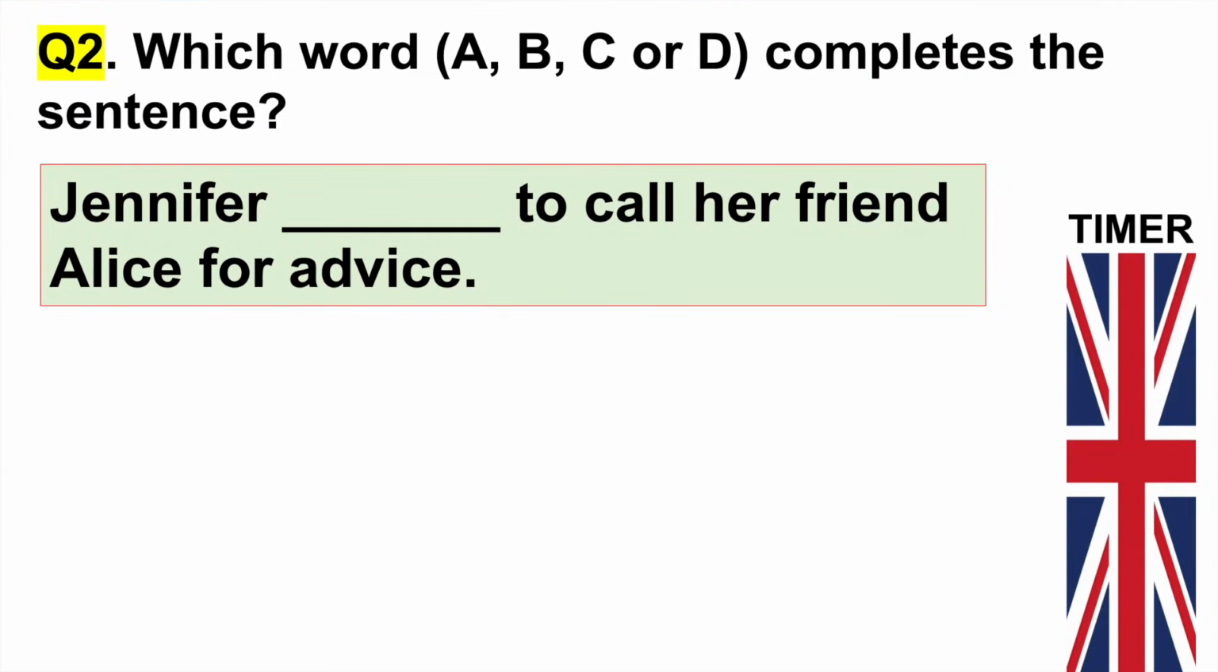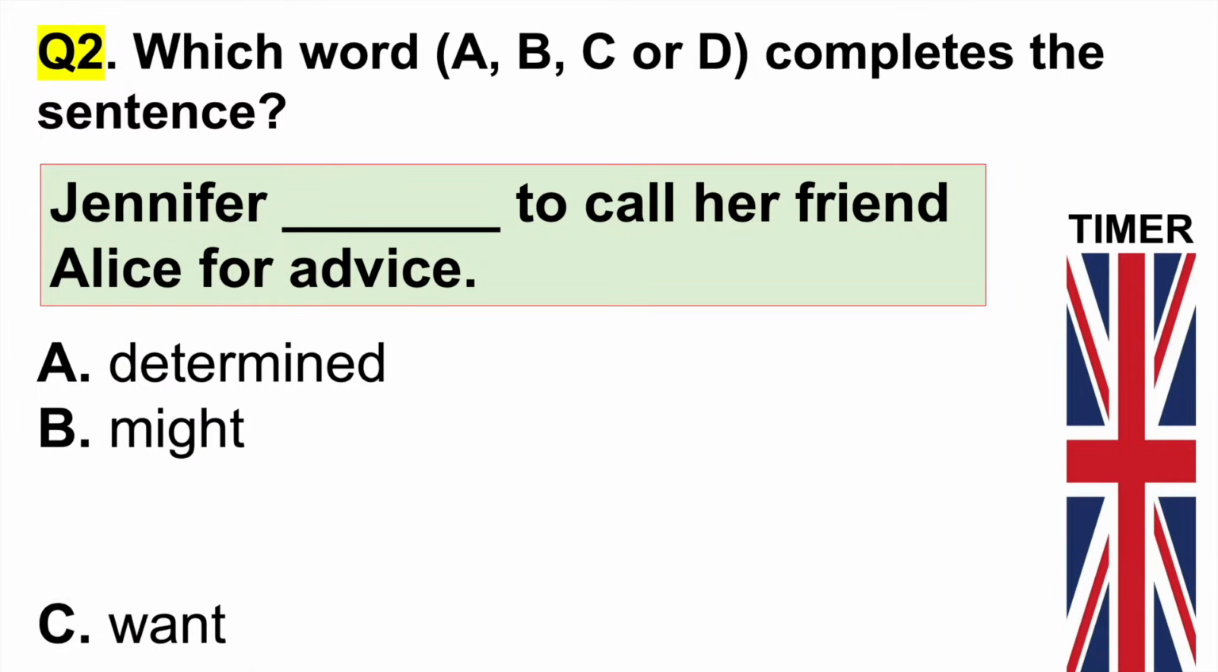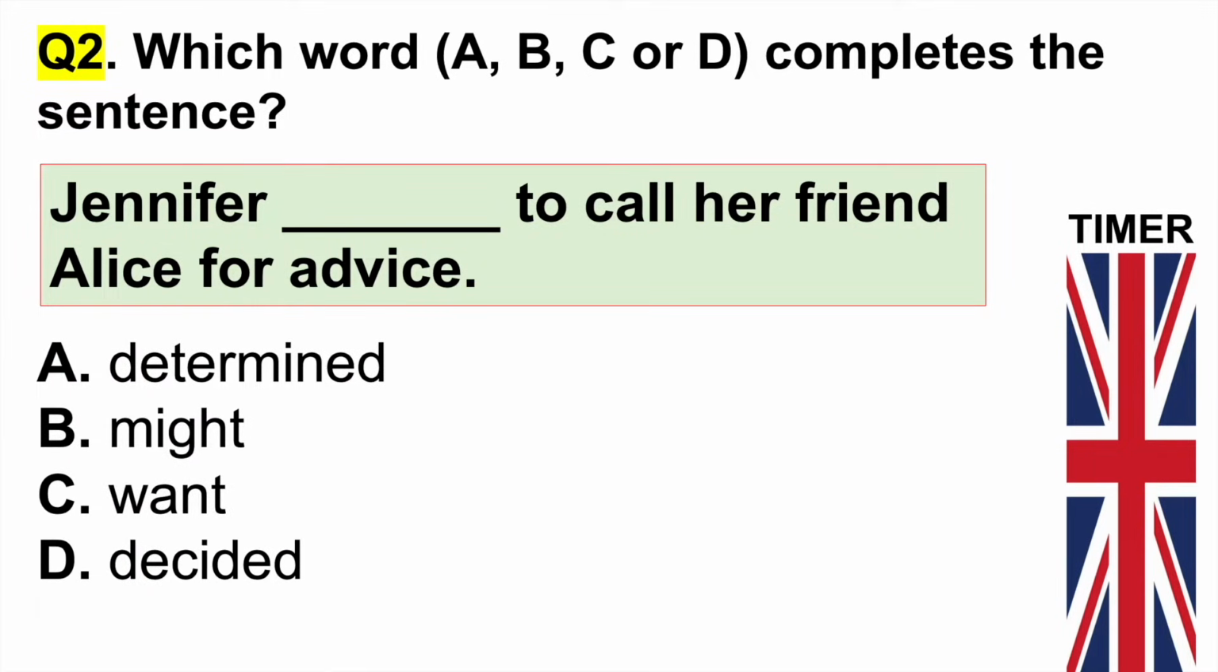Here we go. And on the right hand side there, I have put a timer. I'm just going to give you 10 seconds to answer each question, so you don't have very long. Question 2. Which word, A, B, C or D, completes a sentence? Jennifer blank to call her friend Alice for advice. Is it A, determined, B, might, C, want, or D, decided? Put your answer in the comments section below the video. Here's your timer.